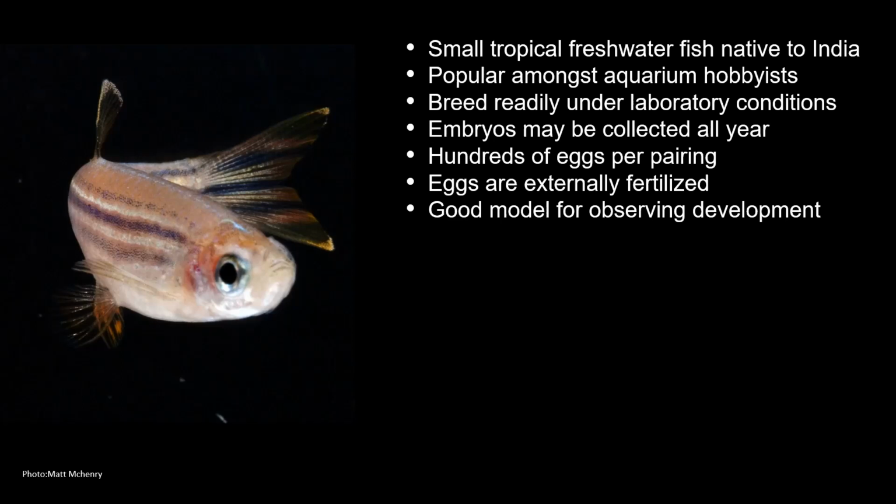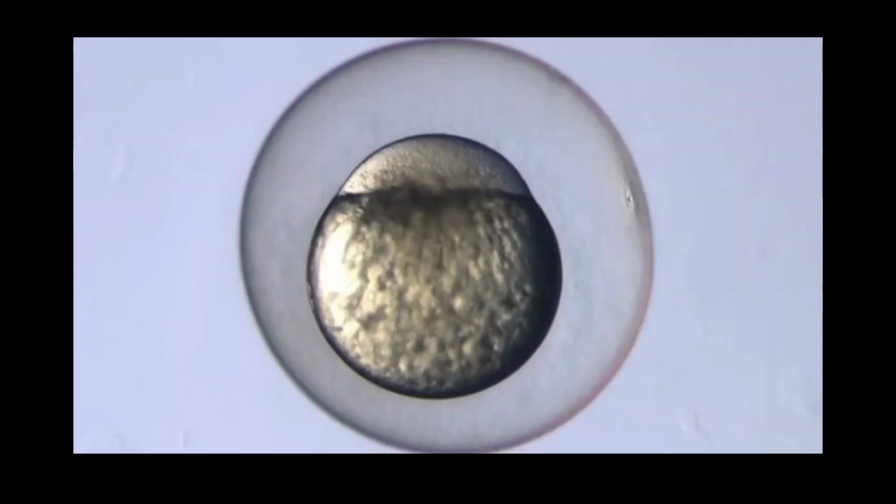So I found a video that shows you what that looks like. This is a just-fertilized zebrafish embryo. It's surrounded by the chorion. The actual embryo is here. At this stage, it's a single cell, which is up at the top.